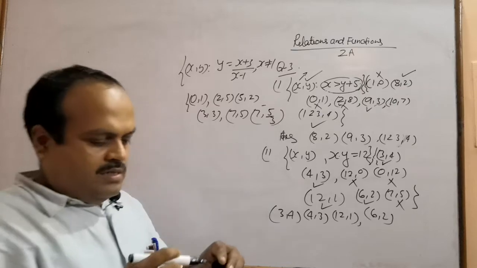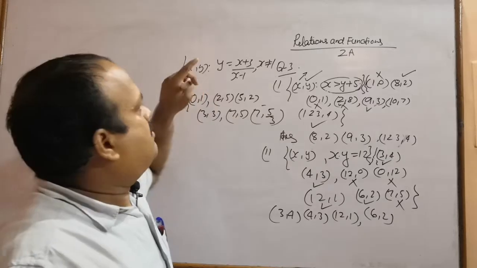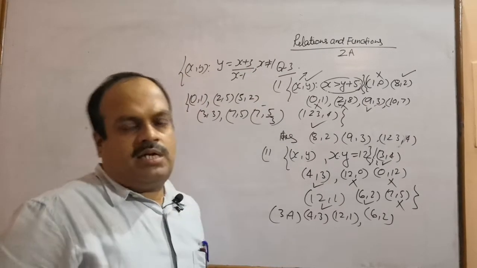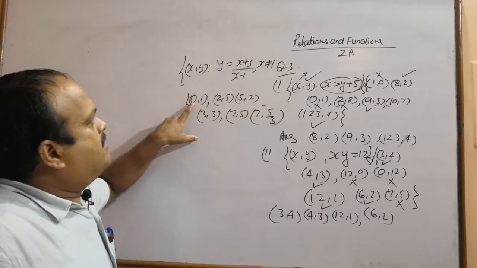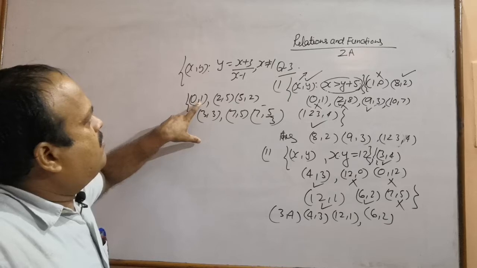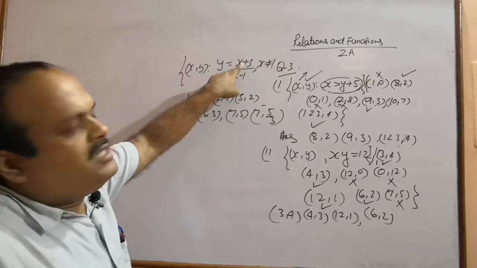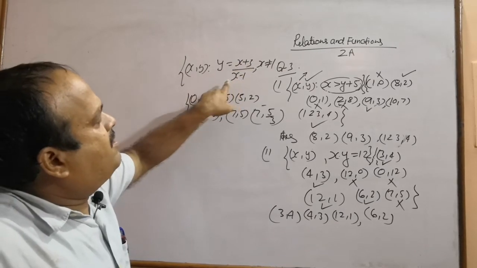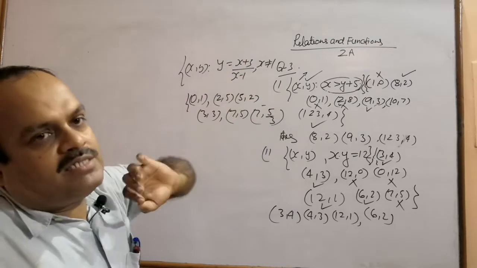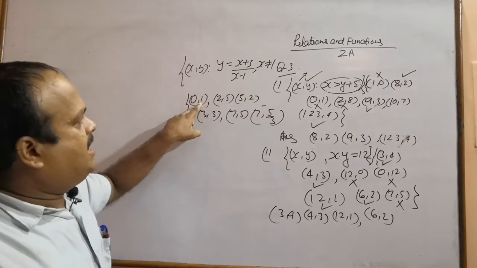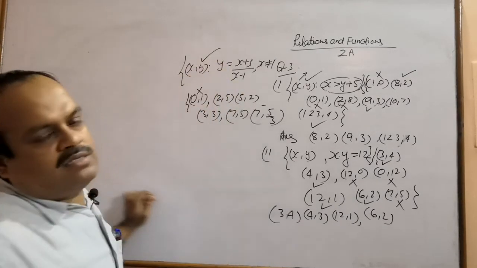We have to examine out of 6 which are the ordered pairs belonging to this relation. So let's start with the first ordered pair. X is 0, y is 1. Put here the value of x. When you put here 0, 0 plus 3 upon 0 minus 1 will be minus 3. So the value of y will be minus 3 and here it is 1. So this ordered pair will not belong to this relation.